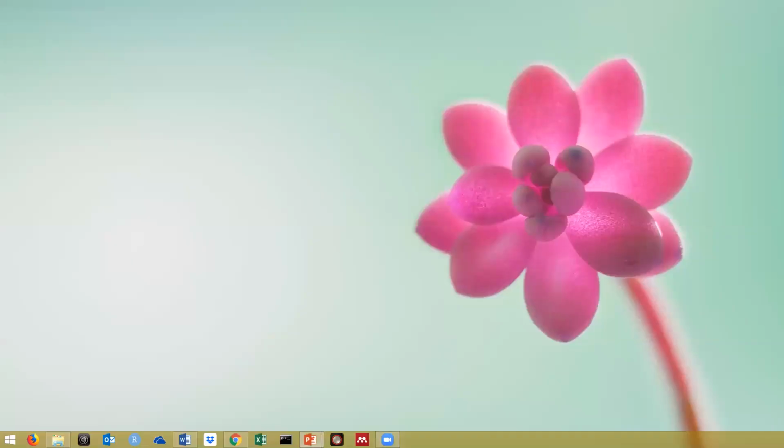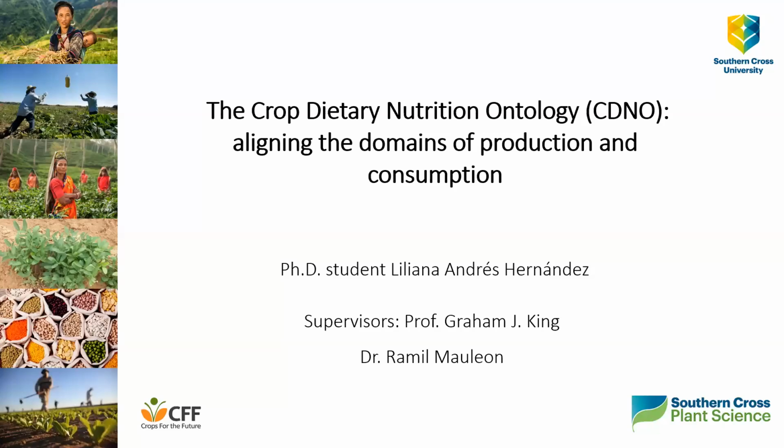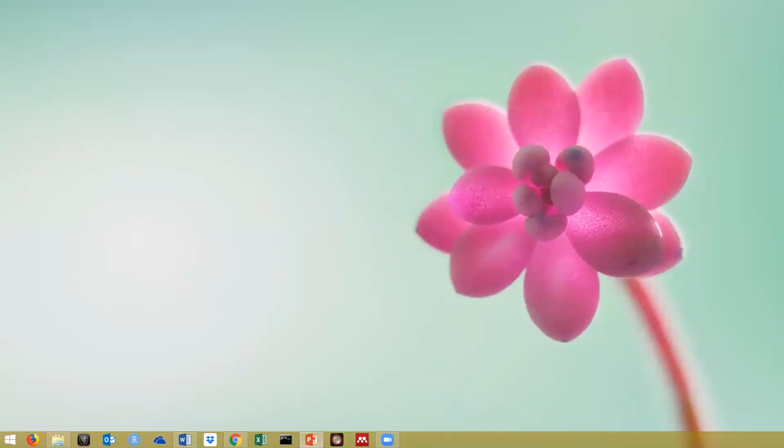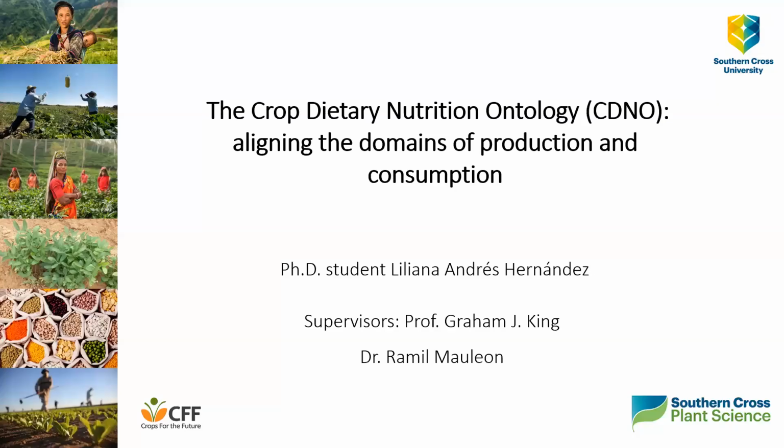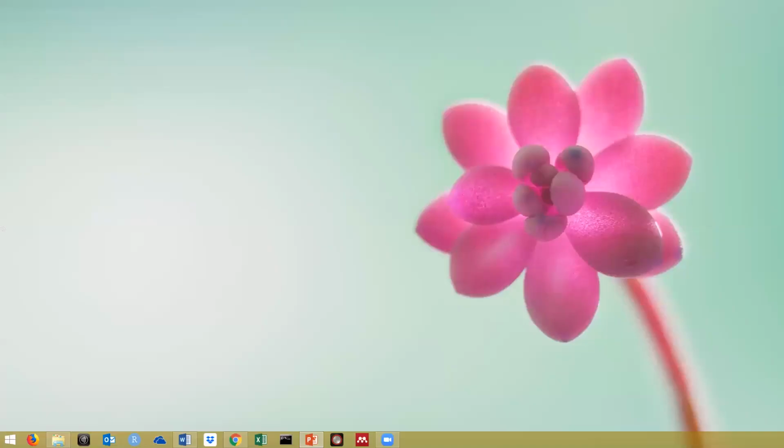Our next presentation is titled The Crop Dietary Nutrition Ontology, Aligning the Domains for Production and Consumption, presented by Liliana Andrés from Southern Cross University in Australia. Liliana Andrés is a PhD candidate under the supervision of Professor Graham King. She has a BA in biology and an MA in plant biology from the National Laboratory of Genomics for Biodiversity, Mexico, and previously worked as a bioinformatician in the private sector.